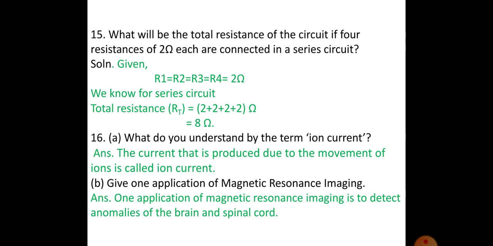What do you understand by the term ion current? The current that is produced due to the movement of ions is called ion current. Give one application of magnetic resonance imaging. One application of magnetic resonance imaging is to detect anomalies of the brain and spinal cord.